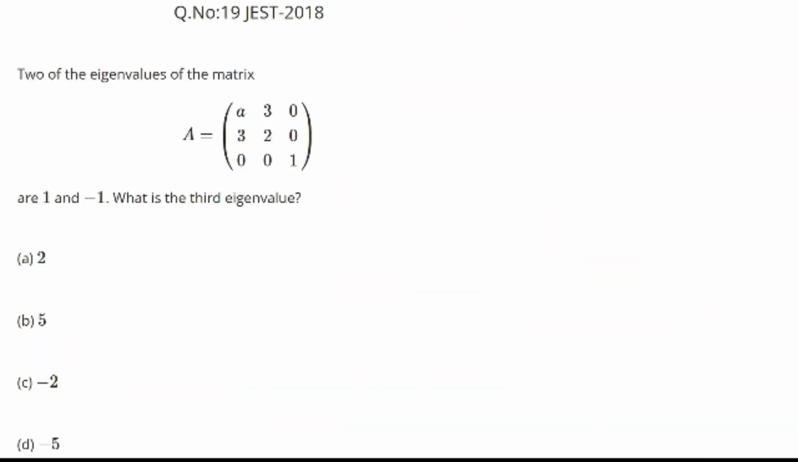Next, two eigenvalues of a matrix are given, and what will be the third eigenvalue? We can find it easily, because the trace will be a plus 2 plus 1, which is the addition of the eigenvalues. Two eigenvalues are given, 1 and minus 1, so let's take another eigenvalue as b. So 1 minus 1 cancels, and b will be 3 plus a. Okay, fine.